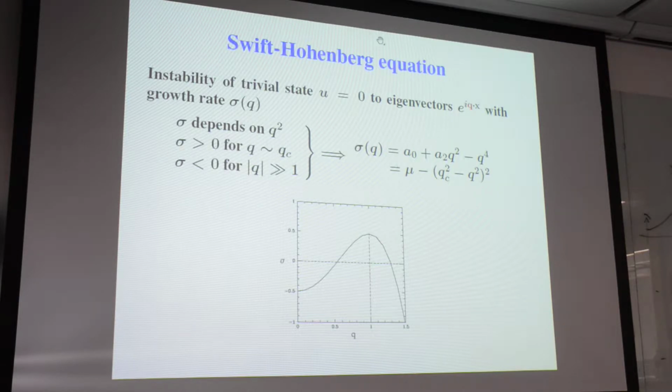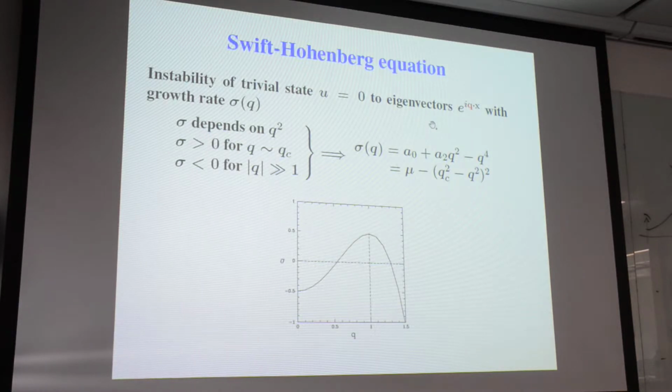Let's start with the Swift-Hohenberg equation, which is a simplification of the stability of a trivial state to eigenvectors e to the i q dot x, with a growth rate sigma of q, where q is not a vector, q is a scalar. Sigma depends on q squared. Why is that? Because only the magnitude of q matters, and the only way to do that analytically is to depend on q squared. Plus and minus q are the same. It's an even function, and even functions are power series in q squared.